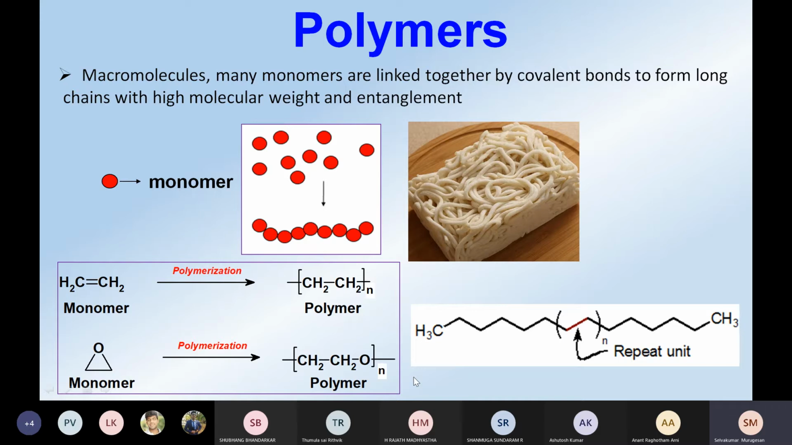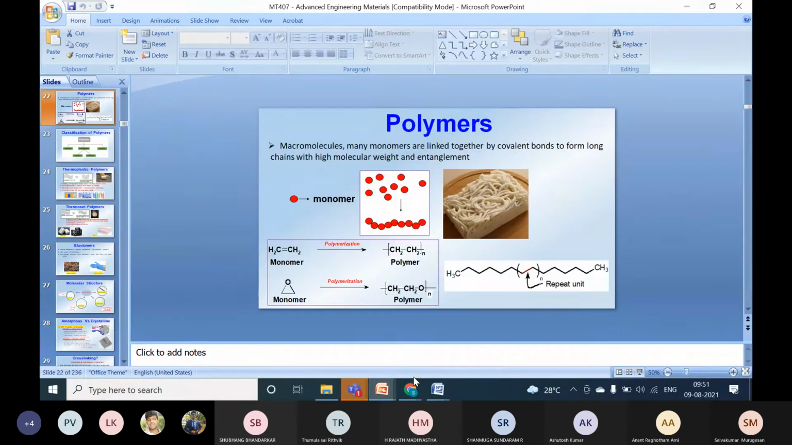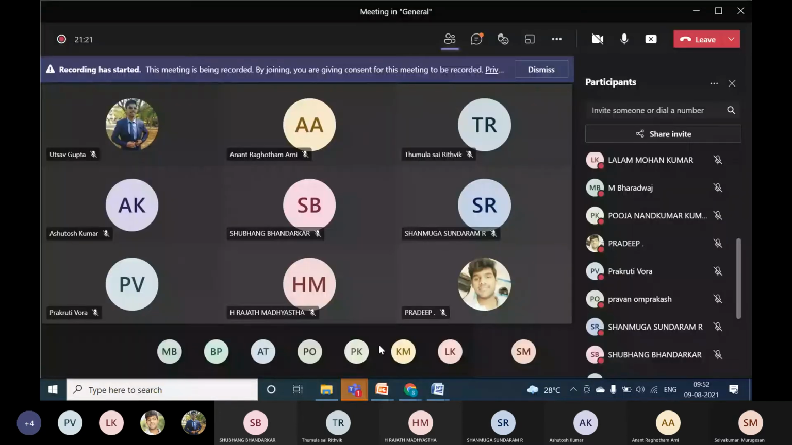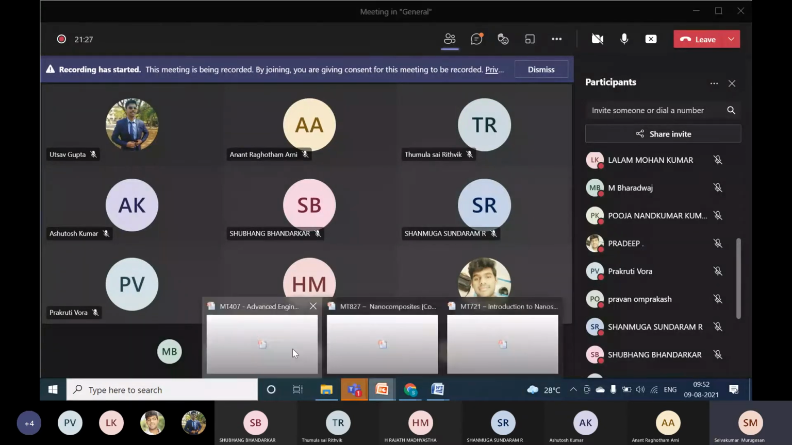And do you know what is polar and non-polar polymer? No idea? Okay. So we have a classification of polymers.